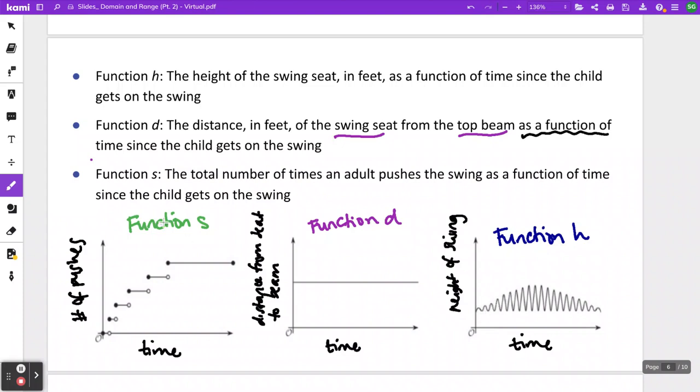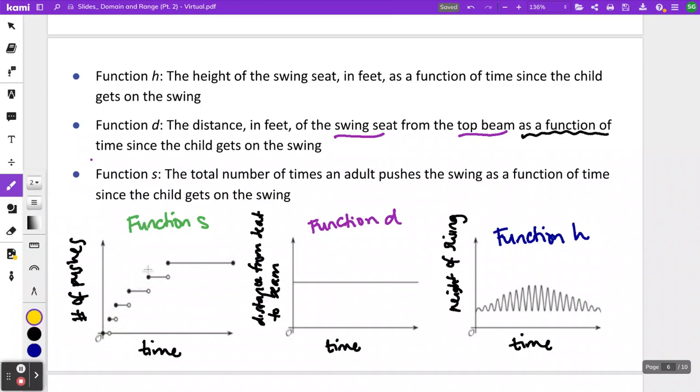For function S, using that same reasoning, I know my horizontal axis, my x-axis, is time, and my y-axis is the number of pushes. I think this graph makes a lot more sense when you put those labels there, because as I'm looking at it, when the child first gets on the swing, we're at 0 pushes because they're not moving yet. But after a little bit of time has passed, it's going to jump from 0 pushes up to 1 push. And so our line is jumping like that with those stair steps because I'm never going to have a point right here at half a push, right? It's either the kid has gotten 0 pushes or 1 push.